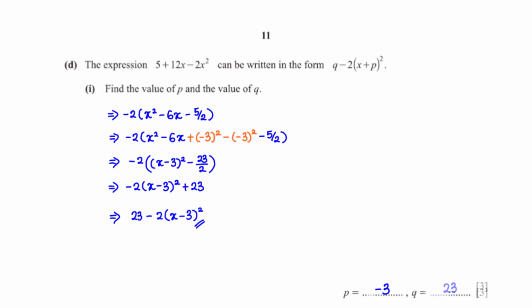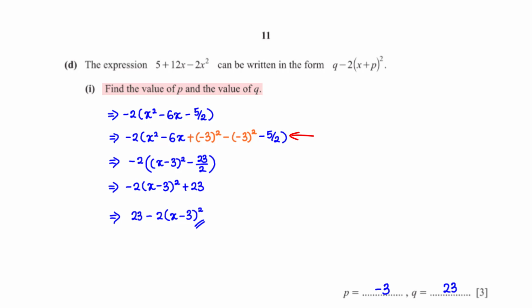The expression 5 plus 12x minus 2x squared can be written in the form q minus 2 times (x plus p) squared. Find the value of p and the value of q. When we factor out negative 2, this is what we have. So now we take the coefficient of the x term, which is negative 6, divided by 2, giving us negative 3, and we square it. Then we add and subtract it to balance the expression.